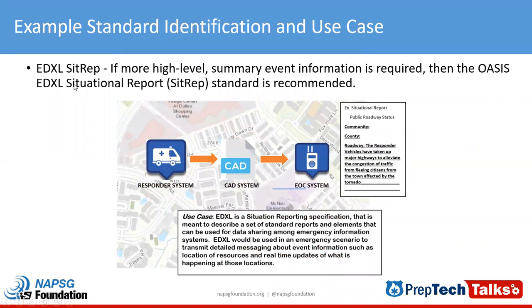An example, and I will just use the EDXL SITREP, or situation report, standard, of how this works together: if more high-level summary event information is required, then this EDXL situation report standard is recommended. And here you can see how that workflow works. You've got your first responder system, either on the ground in field ops or at the fire station, that reports that information to your CAD system, that then shares that information to your emergency operations system. So this EDXL SITREP standard would support that information flow at those different levels, from the most local boots on the ground all the way up to the EOC, as it pertains to that summary event information.